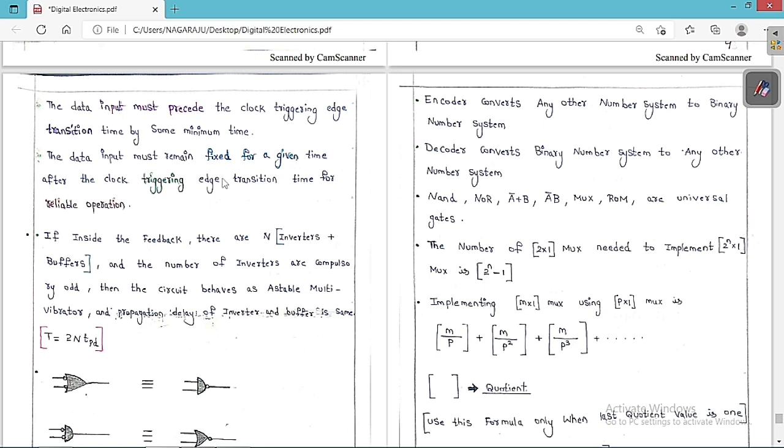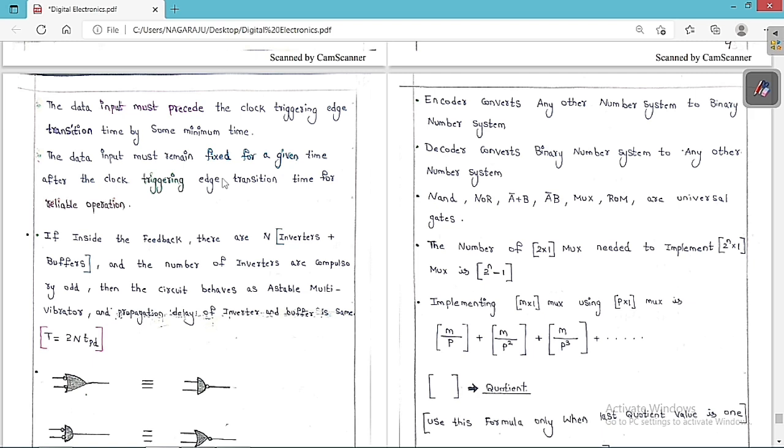So we can say that the data input must precede the clock triggering its transition time by some minimum time. This is called setup time. Similarly, the data input must remain fixed for a given time after the clock triggering its transition time for a reliable operation. This is called the hold time. If these two are satisfied, then only we are going to get the predicted output. Otherwise, we don't know what the output is. It is called the metastable state.